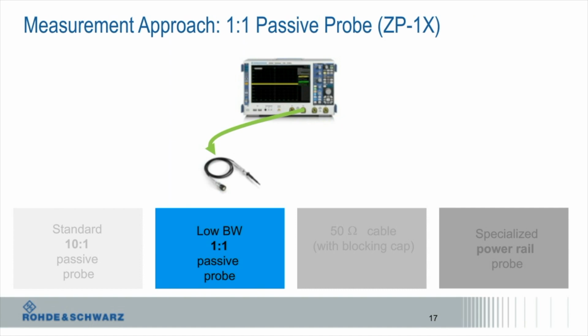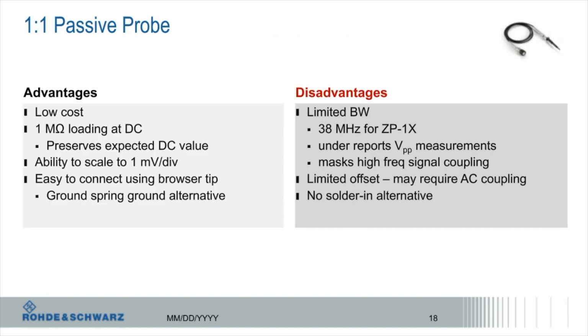For the second approach, we're going to measure the power rail using a passive 1-to-1 probe. Passive 1-to-1 probes are known for having very, very low noise. What are some key advantages and disadvantages of using a 1-to-1 passive probe? As mentioned, their 1-to-1 attenuation ratio means that they're going to have lower noise for a better measurement.